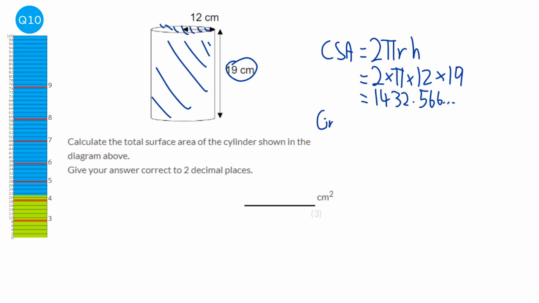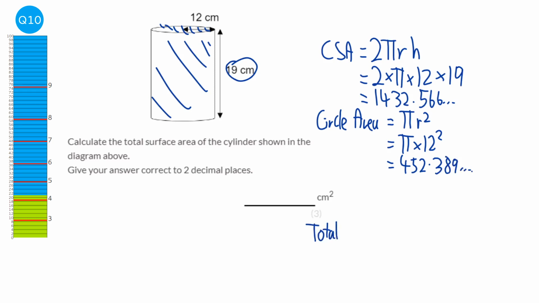Next we work out the area of the circle at the top. So circle area. And the formula for that is just pi r squared. So pi times 12 squared, which will give us 452.389, blah, blah, blah.